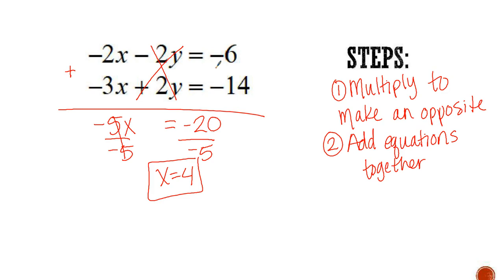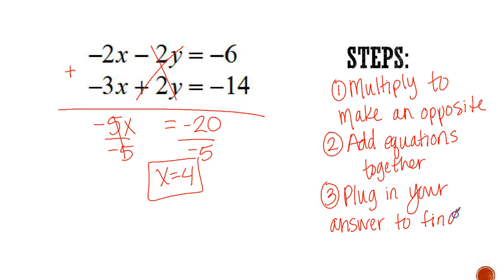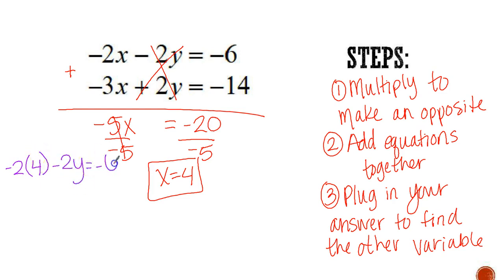But I'm still not done, because once I have my answer, step 3 is you plug in your answer to find the other variable. And you can plug it into any equation. It doesn't matter which one you use. So you can use the top or the bottom one. I'll go ahead and use the top one. So negative 2, but instead of x, I found the x value was 4. Minus 2y equals negative 6.